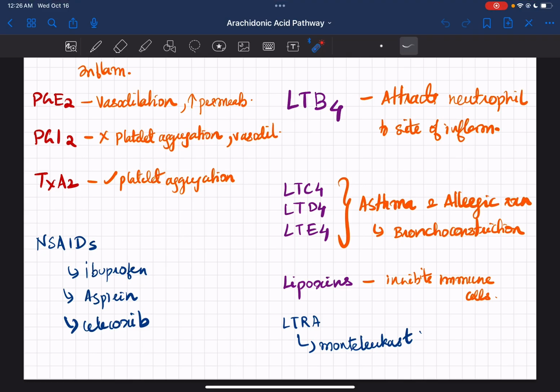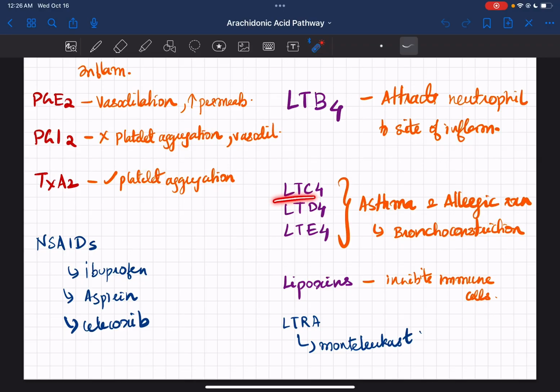Now, what about leukotrienes? These are the different important types of leukotrienes. You have leukotriene B4, which attracts neutrophils to the site of inflammation. So if the arachidonic acid goes to the LOX pathway, leukotrienes get produced, and if LTB4 gets produced, this is the one that attracts neutrophils to the site of inflammation, so the neutrophil can fight the bacteria.